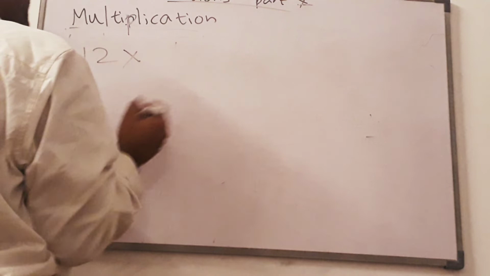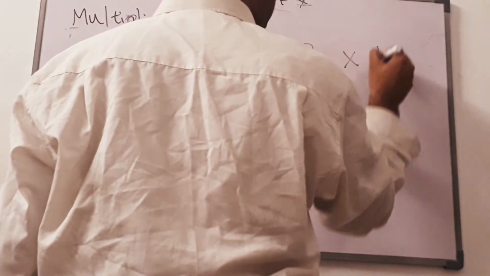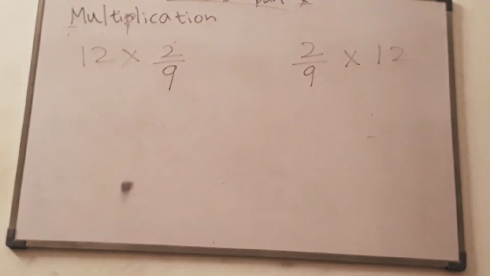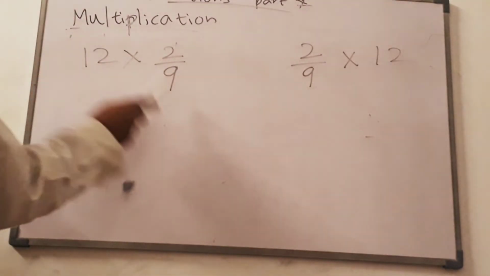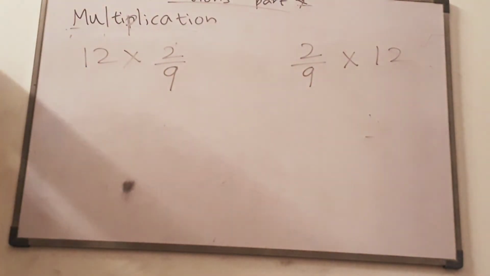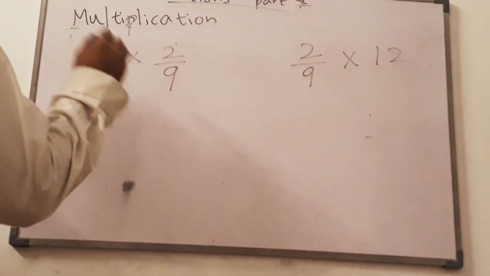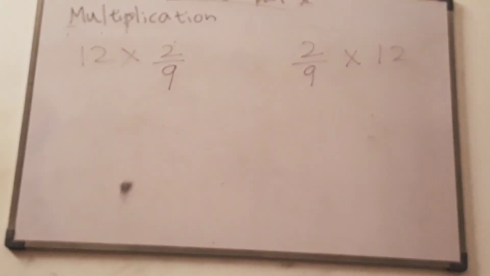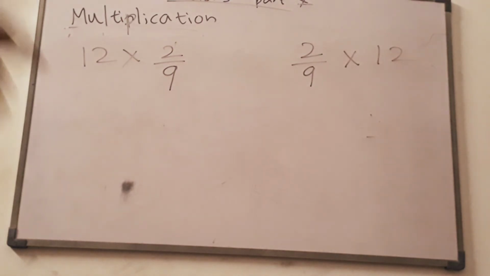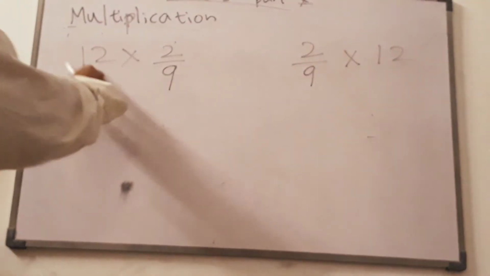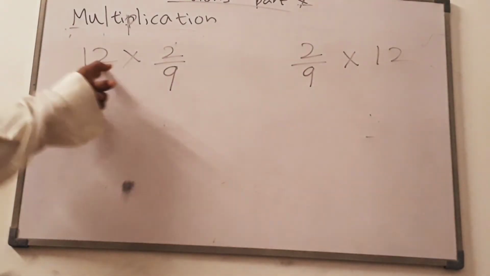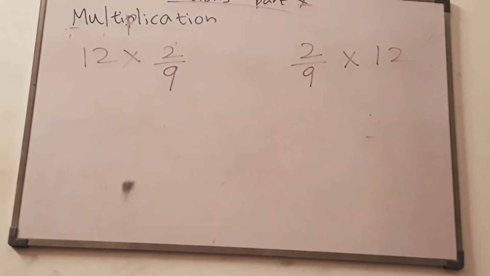One more sum. 12 times 2 over 9, or 2 over 9 times 12. 9 and 12 won't get simplified because 12 is not a multiple of 9, or 9 is not a factor of 12. Okay, but there's a common factor there. Even though 9 is not a factor of 12, there's a common factor to both 12 and 9. What is that?